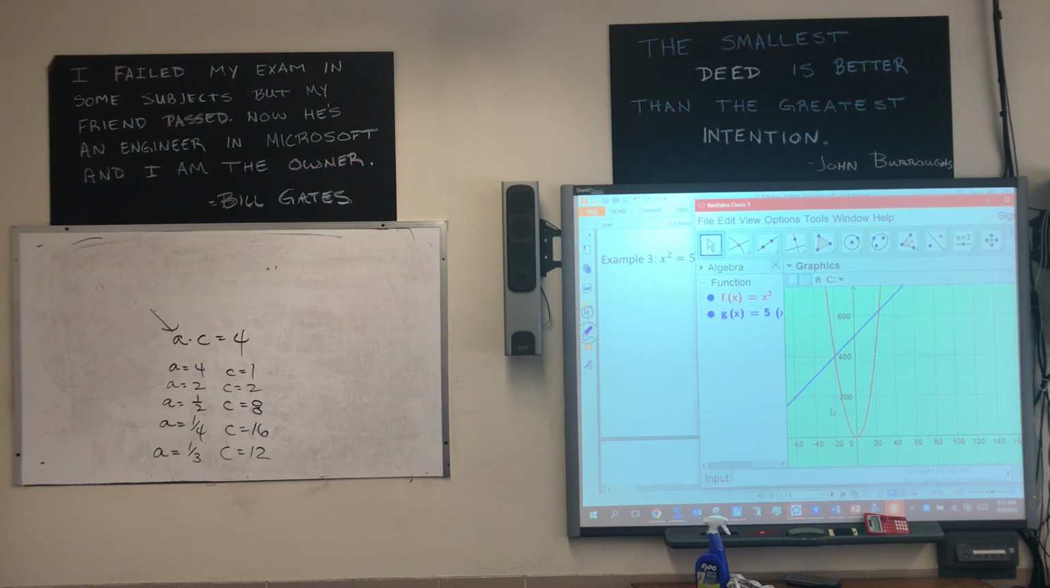Now, if I'm just looking at my graph and trying to find solutions, that might be kind of hard to do here, especially on a TI-83 or 84. GeoGebra does a good job of being able to quickly tell me those solutions. So negative 20 and 25 are my solutions to this equation, right?